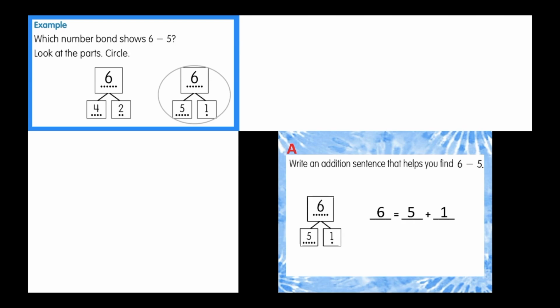In the addition sentence, what matters is where my whole goes, as long as it's on the side of the equal sign by itself. My parts can go in any order. Now I've been able to write an addition sentence that helps me find 6 minus 5. It can be 6 equals 5 plus 1 or 6 equals 1 plus 5. Great job!